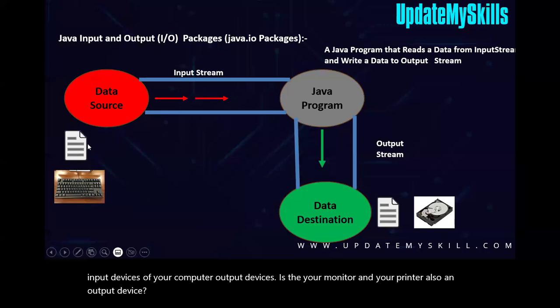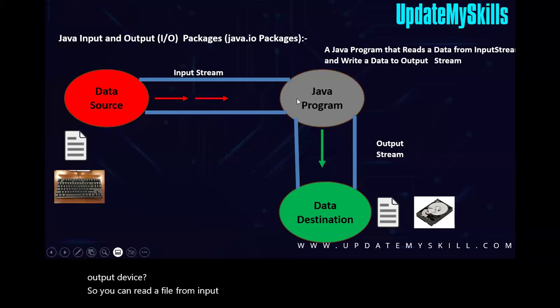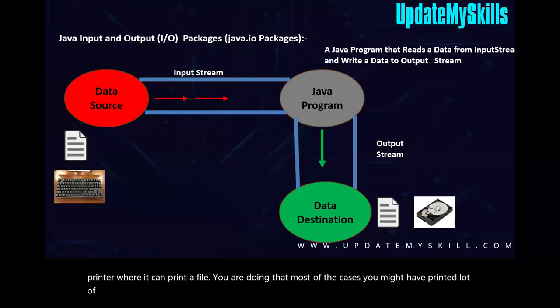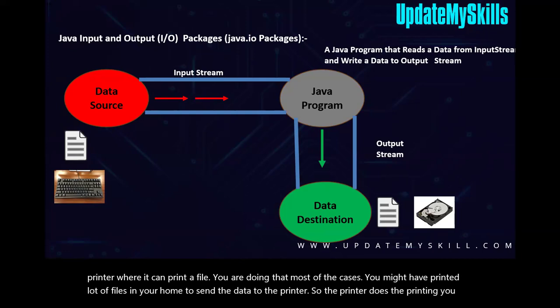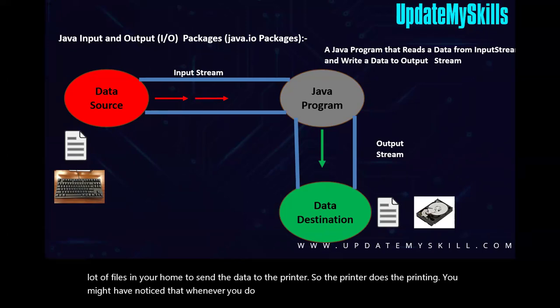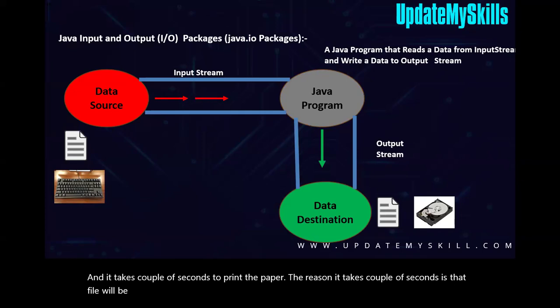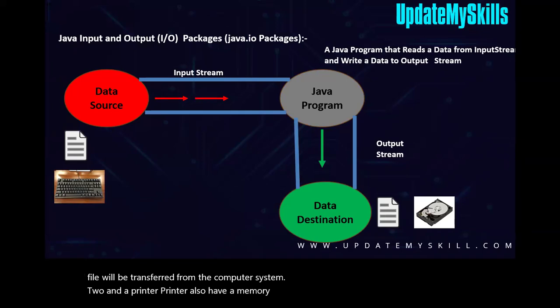So you can read a file from an input device and, using a Java program, you can directly send it to a printer where it can print the file. You are doing that in most cases. You might have printed a lot of files at home. You might have noticed that whenever you print, it takes a couple of seconds to print the paper. The reason is that the file is transferred from the computer system to the printer. The printer also has a memory, and it will store all of your file content.